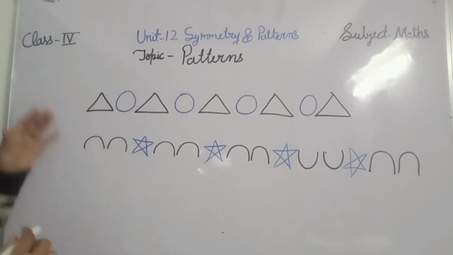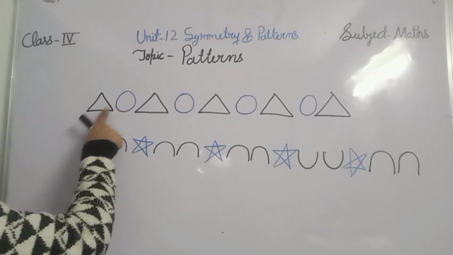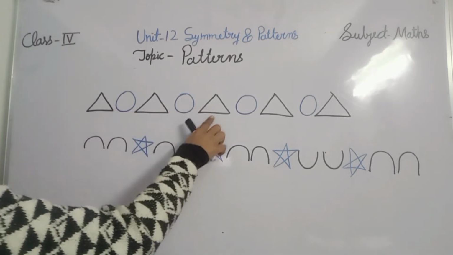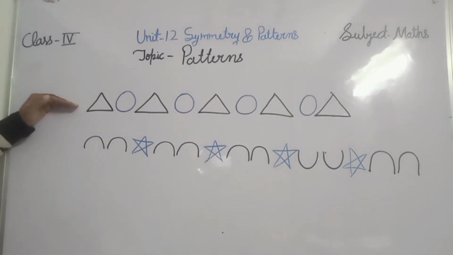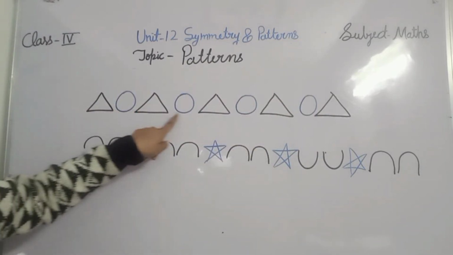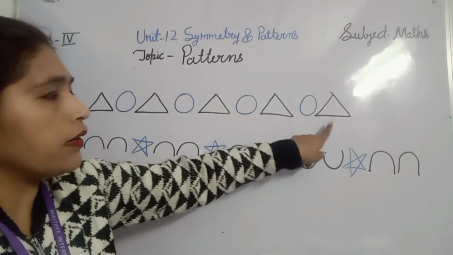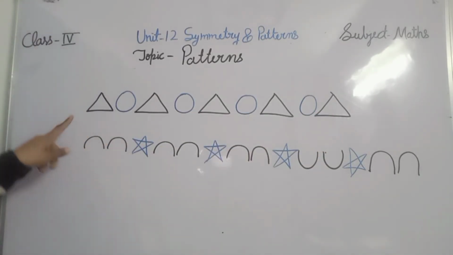So look at the board. I have made a few pictures here. So in this, what is happening here? One triangle, then one circle, triangle, circle, triangle, circle, triangle, circle, and triangle. Yes. So it is called a pattern. Means the same thing is happening again and again in the same manner. So this is called a pattern. So it's a pattern.